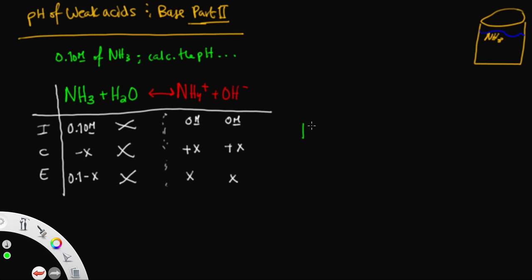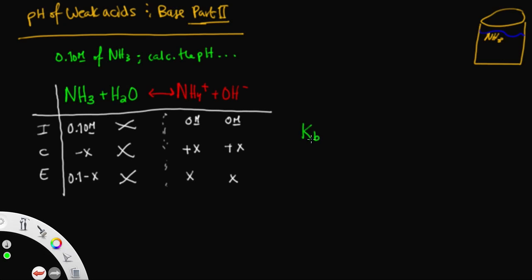So we have to use our base constant. Why do we have to use a base constant? Well, previously we used an acid constant because we dealt with an acid. Our beginning thing was a weak acid that we had to deal with. It was HNO2 in the previous video. Here we have a weak base. So we have to have a constant for a base because we're dealing with the reaction of a weak base.